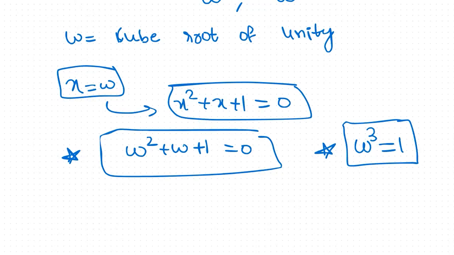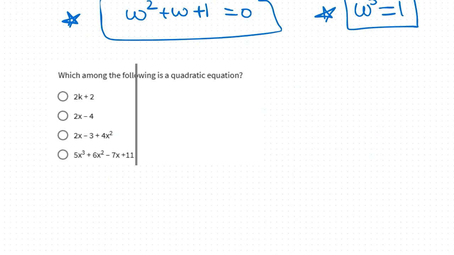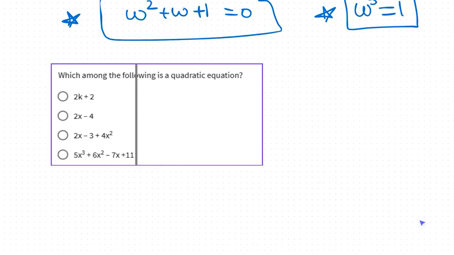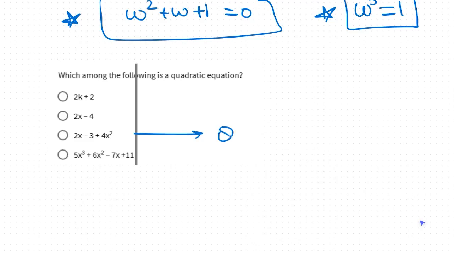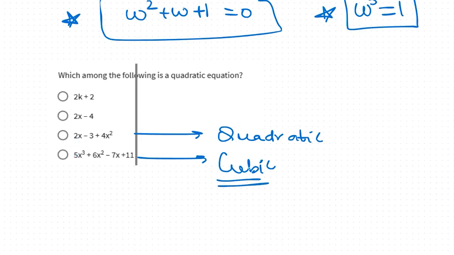So let us jump on to some questions. Start from this question. Which among the following is a quadratic equation? The third one. Basically, this is called a quadratic equation. What is this called? Cubic. Cubic means the highest power of x is 3. Makes sense, right?